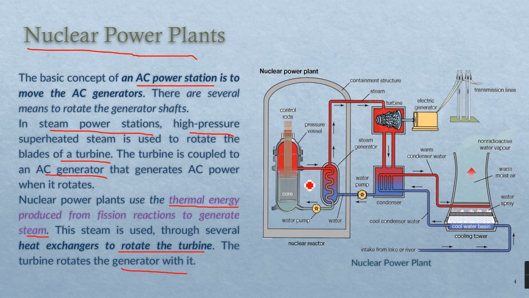At the core of this power plant we have the control rods that control the reaction, and the temperature is controlled using the water pump. The steam released from the pressure vessel goes through the pipes, and the pipes lead it to the turbine, where the steam moves the turbine, and the motion of the turbine then generates electricity in the AC generator.